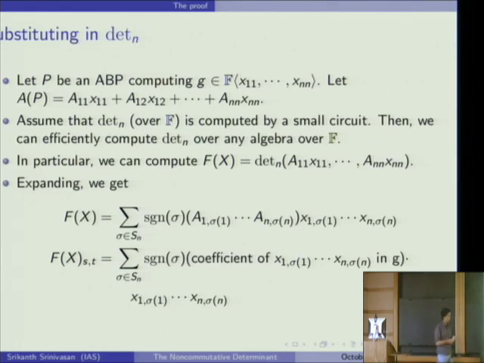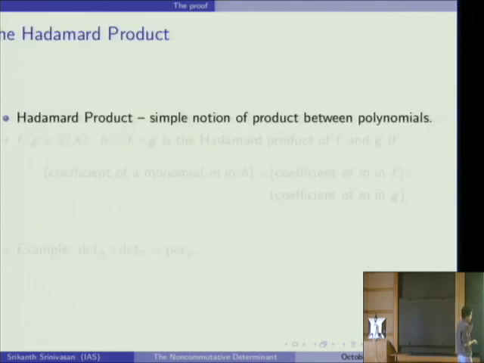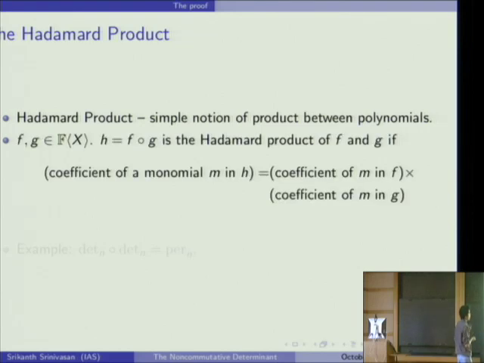Okay. So this trick that I just talked about leads to this fairly natural definition. I'm going to define the notion of product between two polynomials. Let's say I have two polynomials in the non-commutative ring F<x>. I define their Hadamard product in the following sense. I look at these two polynomials as vectors, right? For every monomial there's a coefficient, and I just take the pointwise product of these two vectors, and that's the new polynomial I get. A kind of instructive example is that if I take the determinant and take its Hadamard product with itself, then I get the permanent.